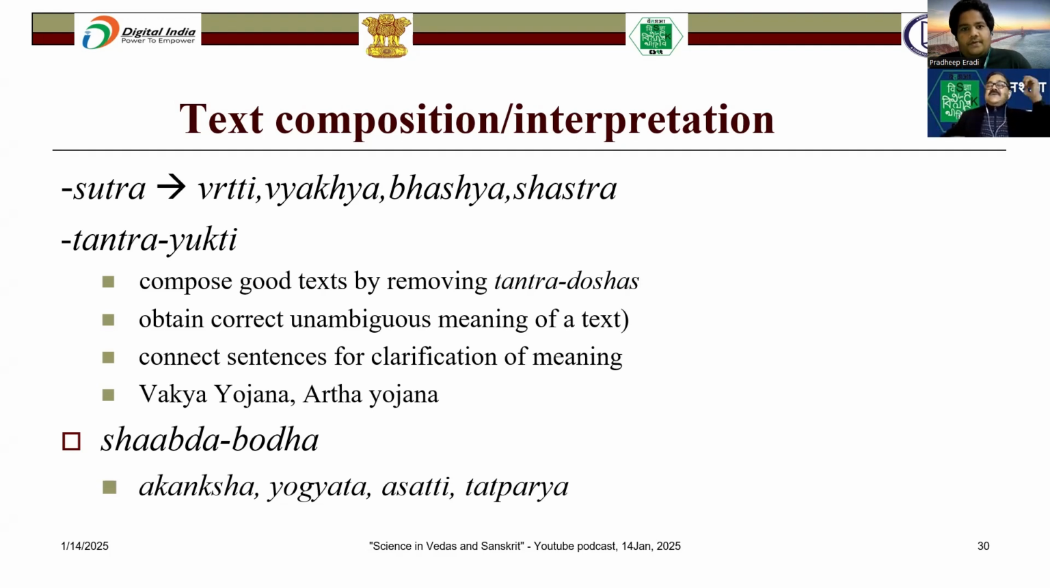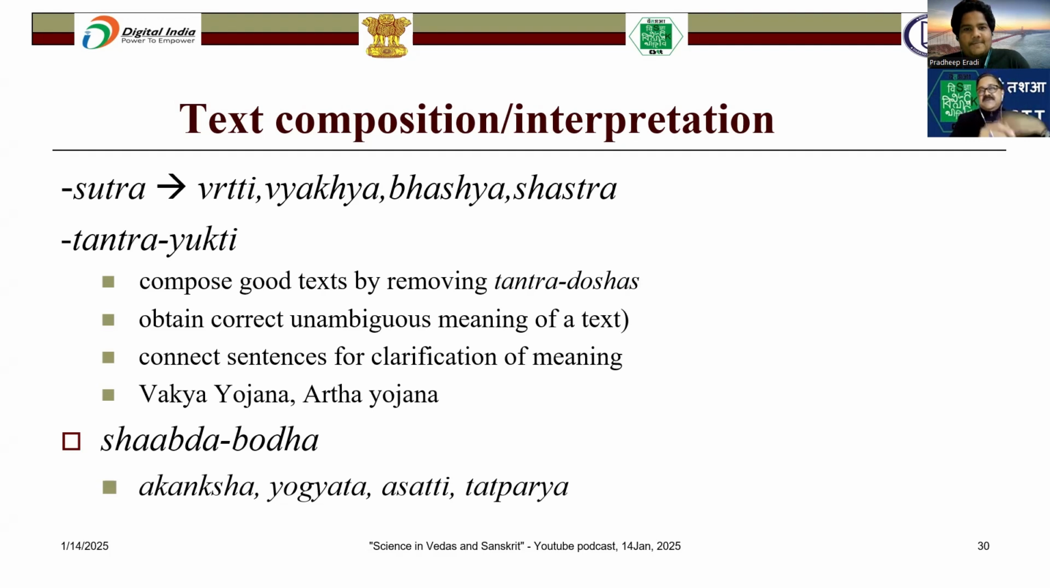But if you construct good text, you must know the art of tantra yukti. So you have to compose text by removing tantra doshas, remove the errors, and then obtain correct, unambiguous meaning of a text. If you have composed the text error free, you will be able to obtain the meaning error free. And in doing that, you will have to connect sentences for clarification of meaning, and you'll have to worry about Vakya Yojana: how to plan sentences, and how to plan meaning in a sentence.